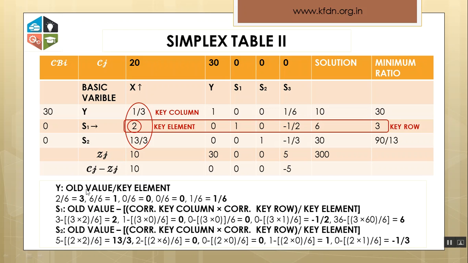So we can see the old value under x in S3 was 2 and the key element was 6, which equals 1 by 3. I'm sorry, this was wrong over here, which equals 1 by 3. Another value under y was 6, old value 6 divided by key element 6, which equals 1. Old value 0 divided by key element 6 equals 0. Old value 0 divided by key element 6 equals 0. Old value 1 divided by key element 6 is equal to 1 by 6.